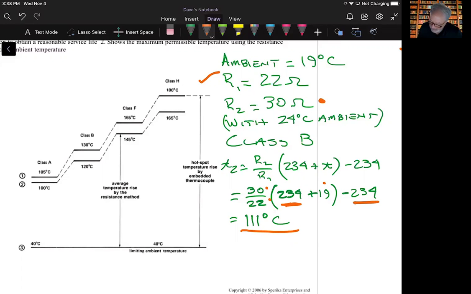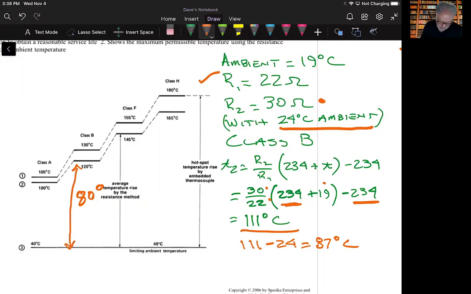Okay, now what we want to do is calculate what our temperature rise was based on what the ambient was. So this is 111 minus 24, which comes out to be 87 degrees C. Now, as I look at this, and I'm looking at Class B, the maximum allowable temperature rise, this is part C of our problem, is 80 degrees based on our chart. Consequently, this motor would not meet the standard.